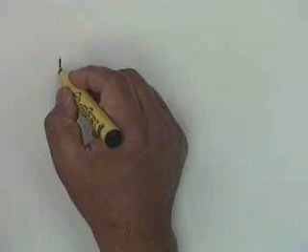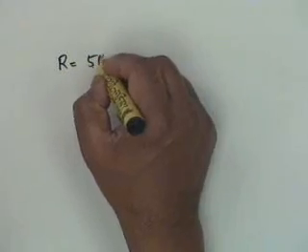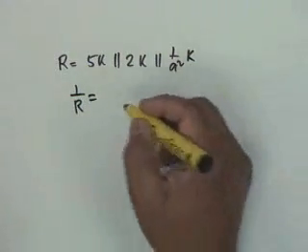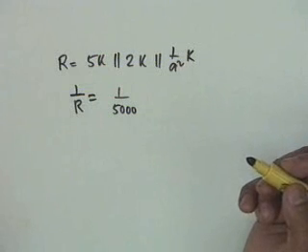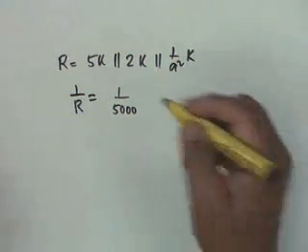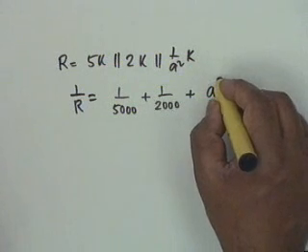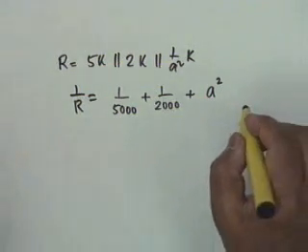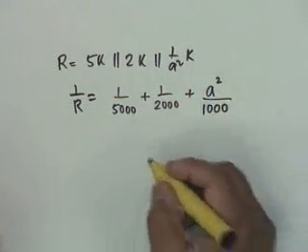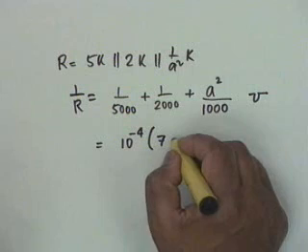from the bandwidth, our R is 5K parallel 2K parallel 1 by S squared K, and therefore 1 by R is equal to 1 by 5000. I will require this in the calculation of bandwidth. In the calculation of C, we will see plus 1 by 2000 plus S squared into 1000. Divided by 1000 or multiplied by 1000? Wonderful. So many mistakes. Okay, and this comes out as 10 to the minus 4, 7 plus 10 S squared.